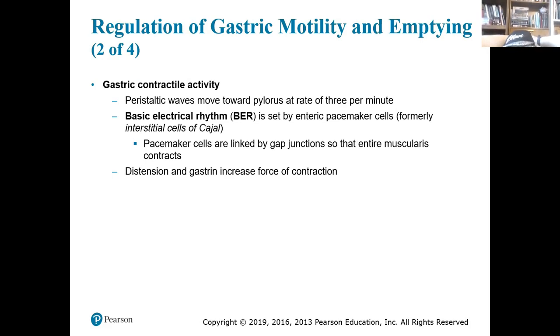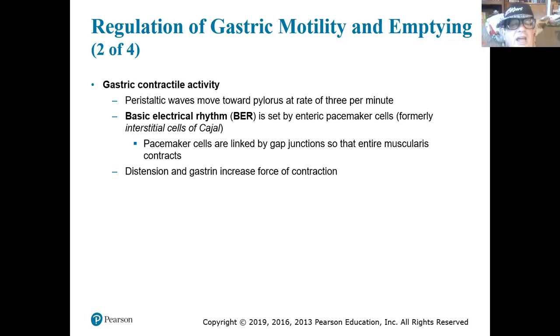And the basic electrical rhythm is set by pacemaker cells. You used to call them a special name, the pacemaker cells of Cajal. Well, that sounds like a really bad video game. Anyway, the pacemaker cells are hooked together by gap junctions, so the entire muscularis contracts. This probably sounds really familiar. If it doesn't, you don't remember the stuff from the heart pacemaker cells.